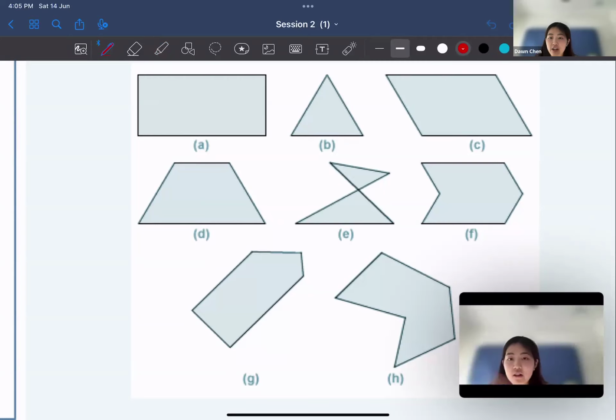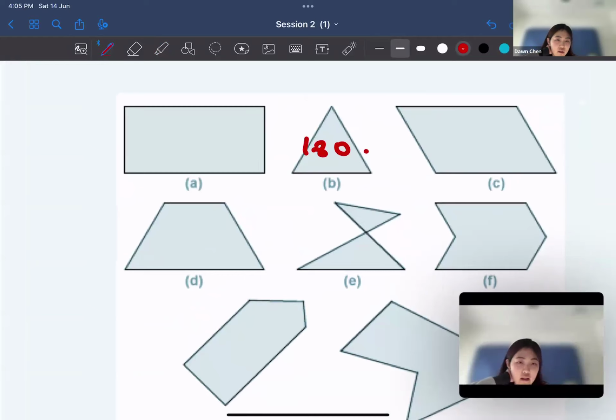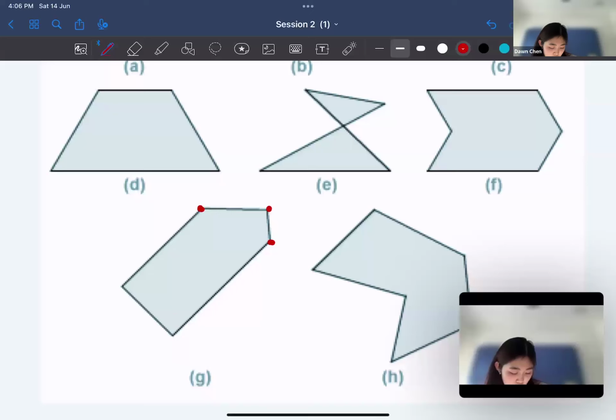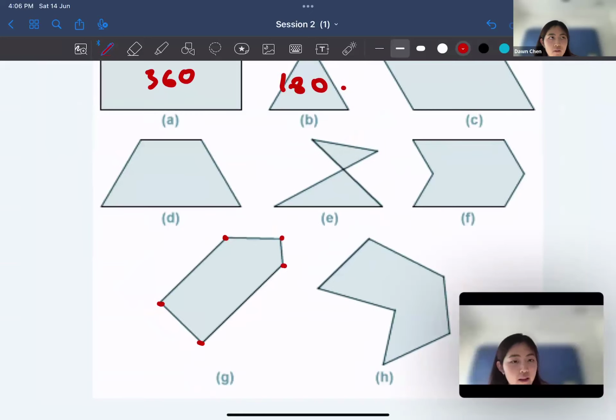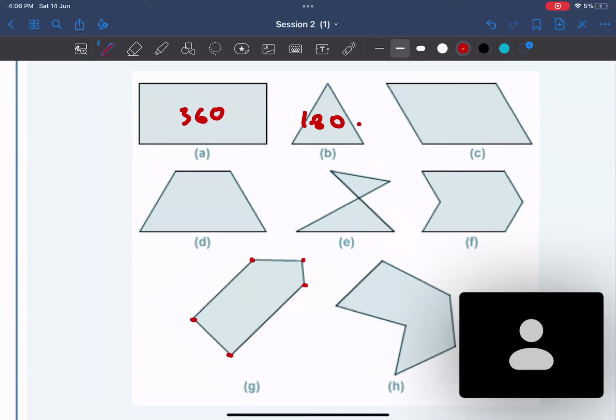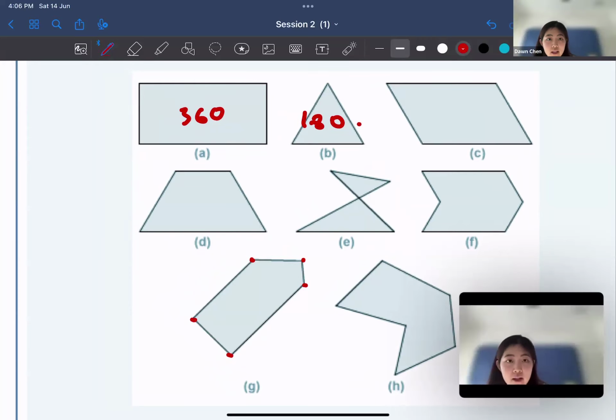So what is the interior angle of a triangle? Feel free to type it in the chat or shout it out. Yeah, 180, right? So this would have an interior angle sum of 180. What about a rectangle or a four-sided shape? What's the angle? Yeah, 360. Okay, cool. There's a five-sided shape here. What do you guys think would be the interior sum of this one? So what about a five-sided shape? Exactly, right? So for a five-sided shape, the interior angle sum would be 540 degrees, right?